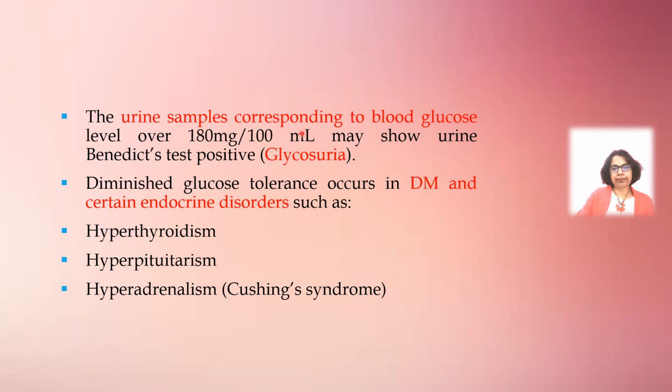Then urine samples corresponding to a blood glucose level over 180 milligrams per 100 ml may show a positive urine Benedict test, known as glycosuria. I told you in previous classes what glycosuria means: the presence of glucose in the urine. Diminished glucose tolerance occurs in diabetes and certain endocrine disorders such as hyperthyroidism, hyperpituitarism, and hyperadrenalism. Hyperadrenalism is also known as Cushing syndrome.